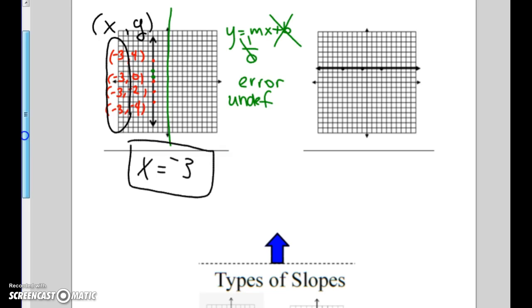This is the formula for that. Because it never crosses the y, and my slope is undefined. This one's going to equal x equals negative 3.